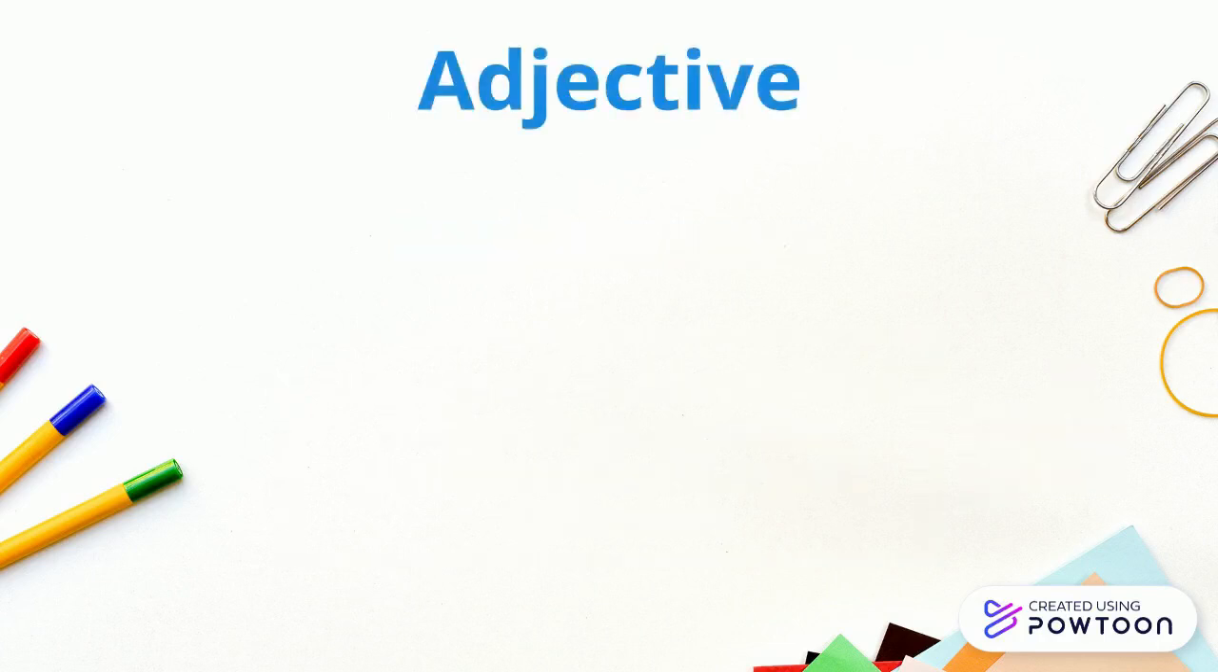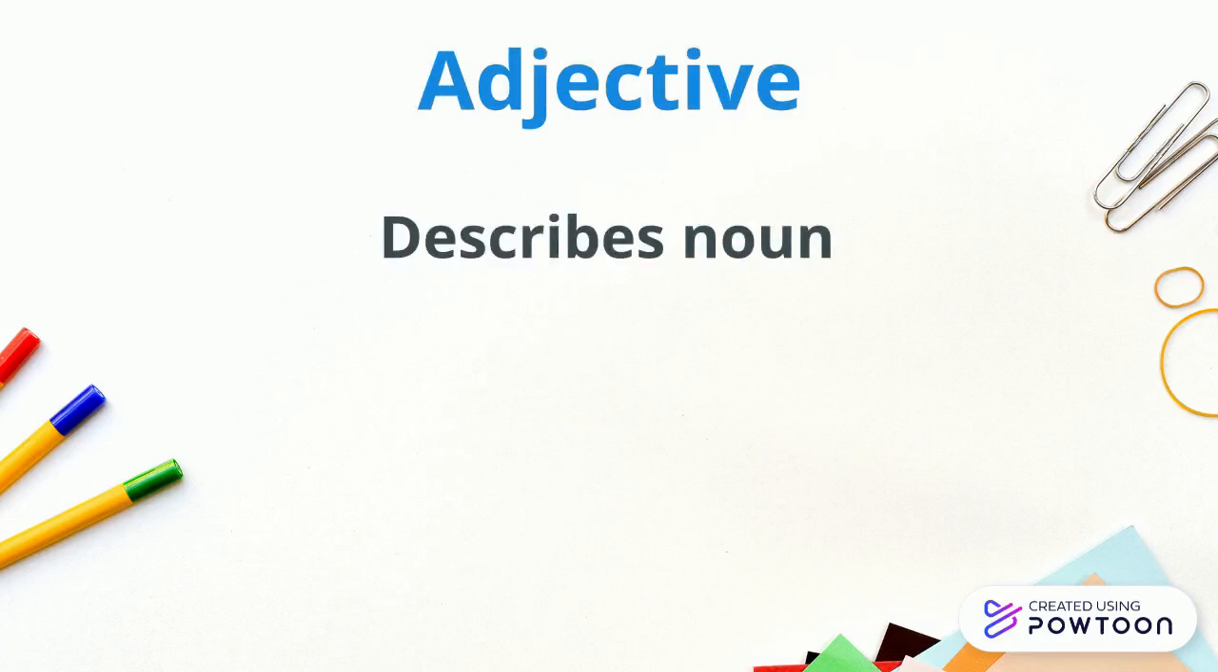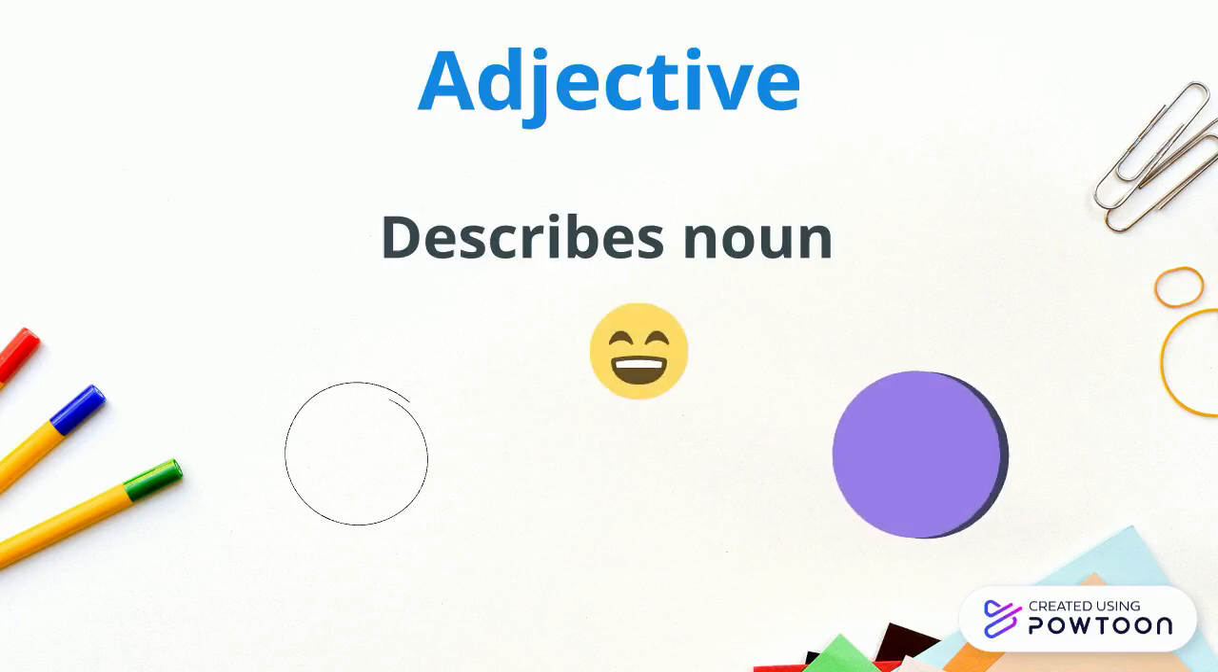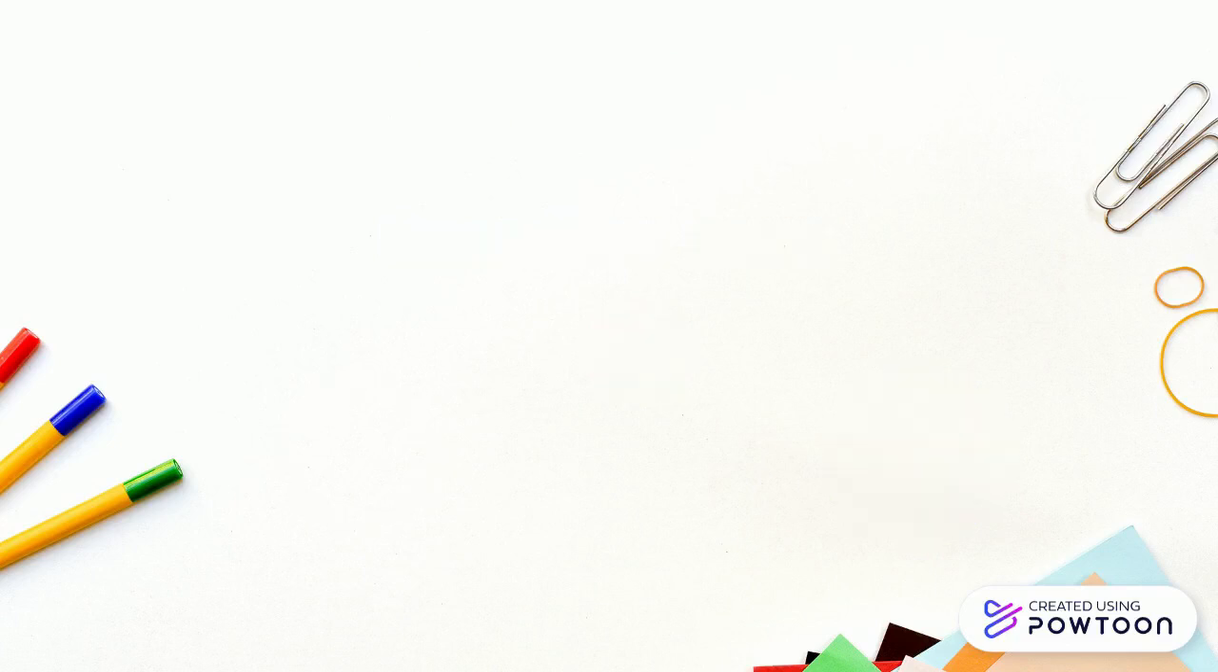An adjective is a word that describes or gives further detail about a noun. Some examples of adjectives include round, happy, and purple. Adjectives are usually placed before a noun in English, so you would say the round table, not the table round.